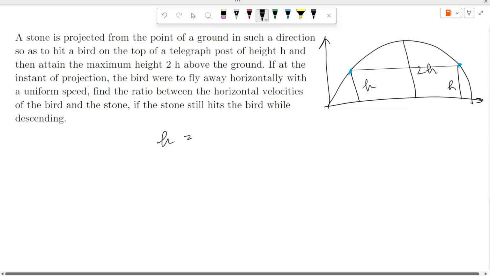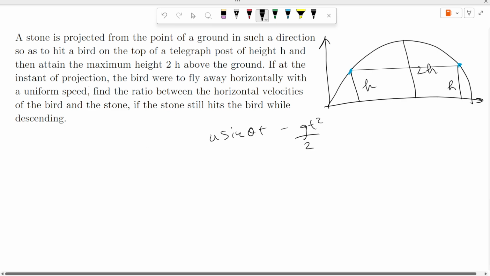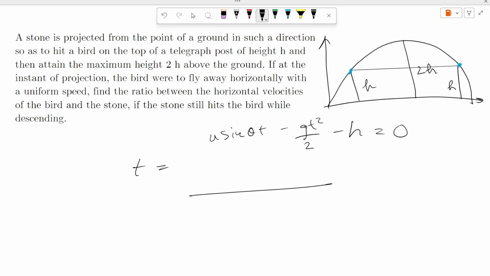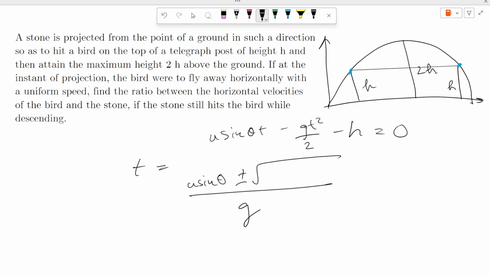So h equals u sine theta t minus gt square upon 2, right? This is what we get. So let's solve it as a quadratic in terms of t, right? So t can be written as, how can we write it, g here, then we have u sine theta, then we have plus minus under root.